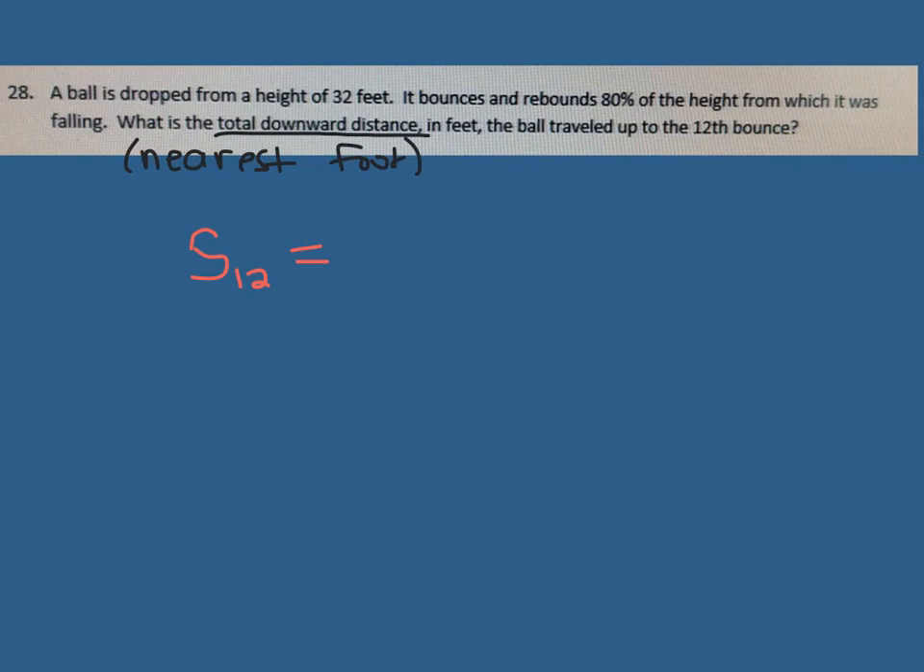Okay, so let's replace the A sub 1 with the initial height. So A sub 1 minus A sub 1. The R we can replace with 0.8 because it rebounds 80%. It maintains 80% of its height from the previous bounce. So we're going to replace that with 0.8. And the N is going to be 12. Then in the denominator it will just be 1 minus R, so 1 minus 0.8. So you can just plug that in your calculator and see what you get. To the nearest foot, this is going to be equal to 149 feet.